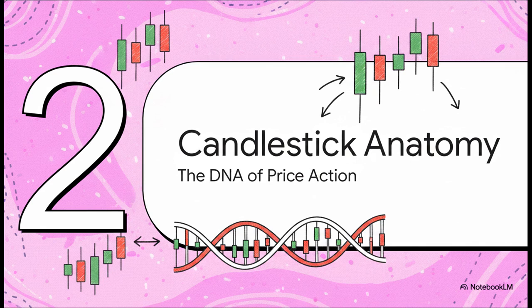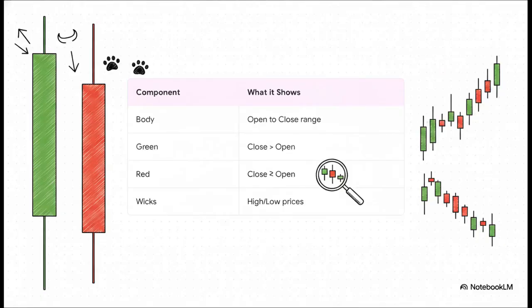Moving right along to Section 2, anatomy of a candlestick, the DNA of price action. So, before we can start reading those complex, multi-candle patterns, we have to understand the individual building blocks. Think of a candlestick as having 2 main parts, the body and the wicks. Actually, scratch that, some people call them shadows, but it's the exact same thing. The filled rectangular part is the body. It shows you the range between the opening and closing prices for that specific session.